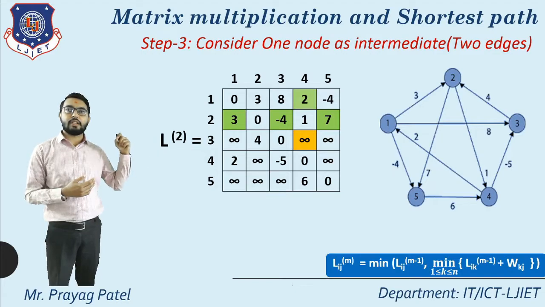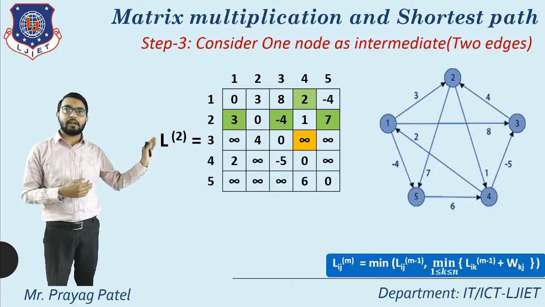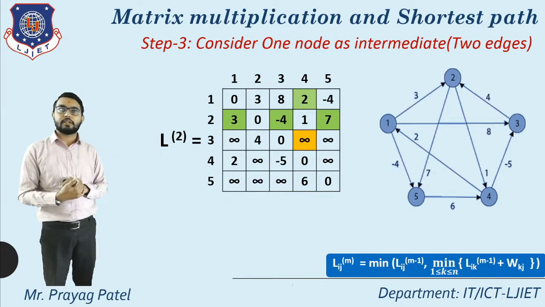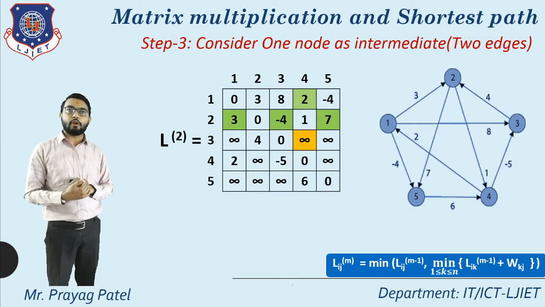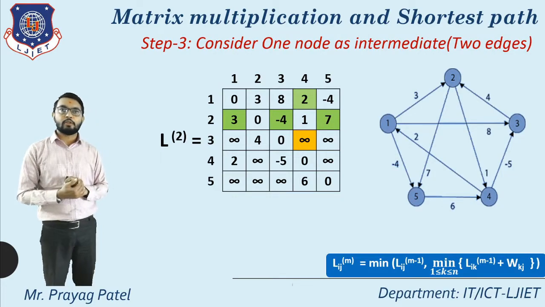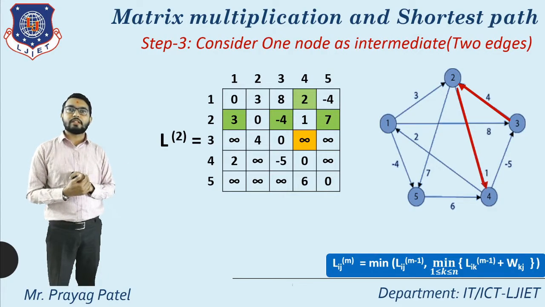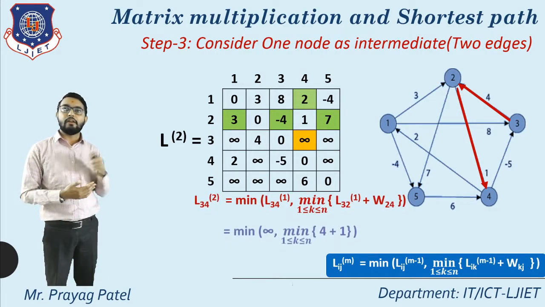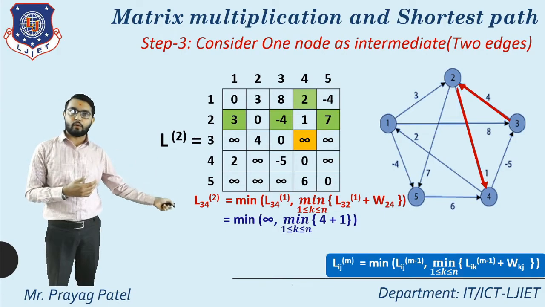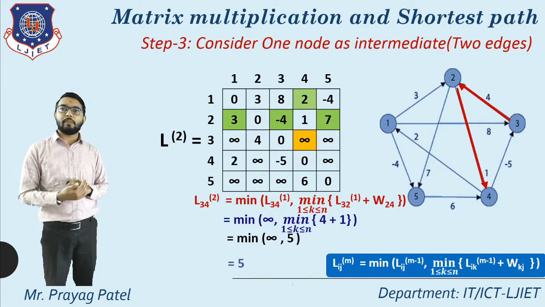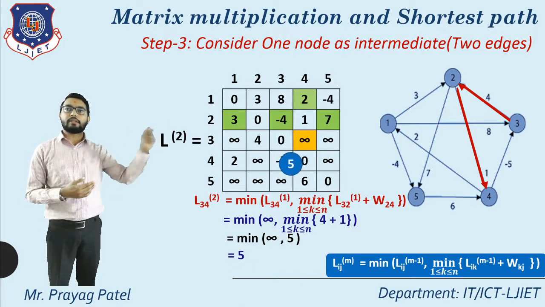Now consider the next location, location 3, 4. Here the yellow shaded cell is our current location. So consider 3, 4 as the next location, with the old value equal to infinity. Now a 3 to 4 path is available through one intermediate node. So here the path is available, yes: 3 to 2, then 2 to 4. The old distance is infinity and the new distance is 4 plus 1 according to our formula. So 4 plus 1 equals 5, which means the minimum of infinity and 5. So the minimum is 5, and put the value 5 at location 3, 4.